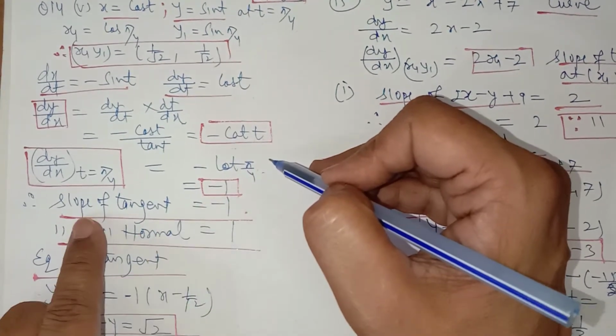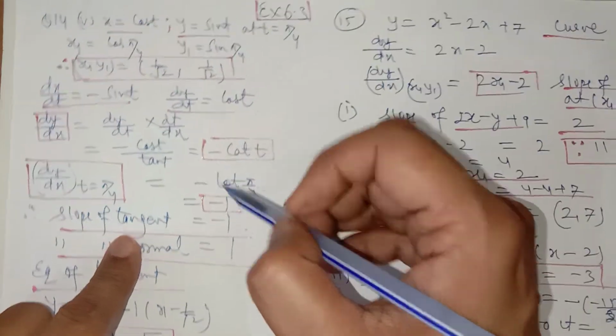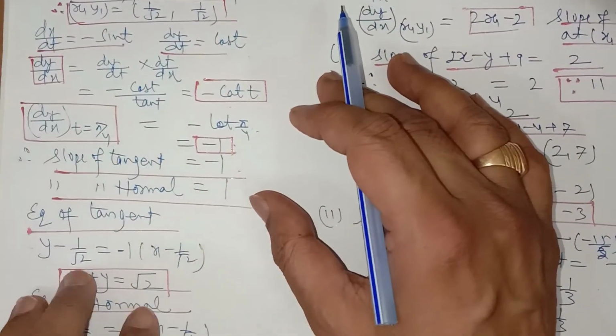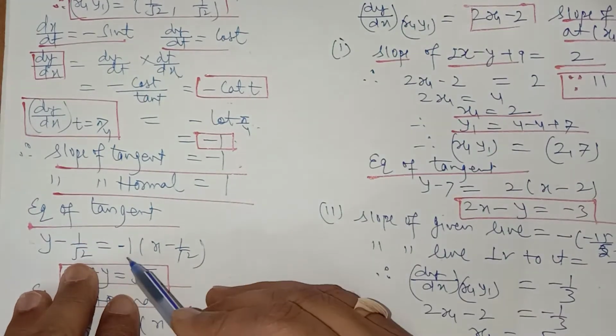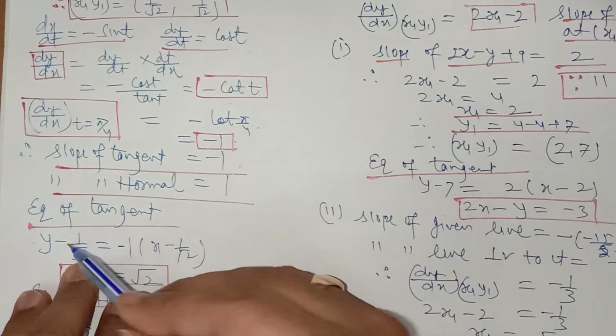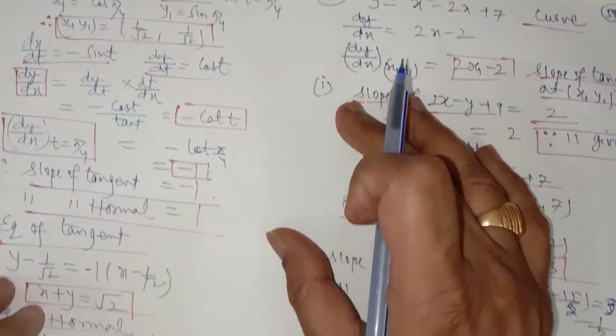Now you can easily find the equation of the tangent, because this is the slope of the tangent and x1, y1 is 1 upon root 2, 1 upon root 2. So the equation of the tangent is y minus y1 equals slope times x minus x1. The slope of the tangent here is minus 1, and x1, y1 we have already defined in the beginning, 1 upon root 2, 1 upon root 2.